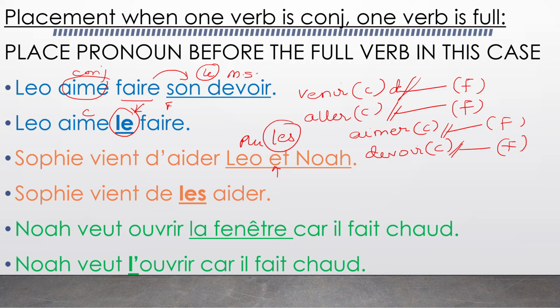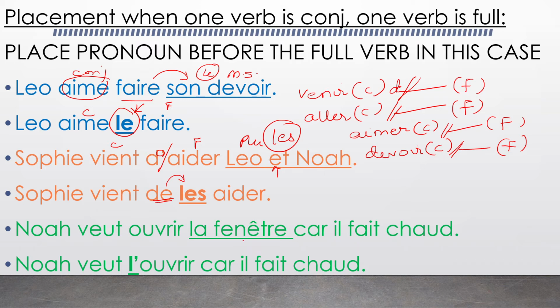Vient d'aider. Vient is conjugated, aider is full. Okay? Don't think of it as you're placing it between the two. Don't do that because then you'll get confused for this kind of sentence. Remember, you are placing it immediately before the full verb. So it becomes Sophie vient de les aider. This apostrophe will go and become de because now it is being followed by a consonant. Okay? Next one. Noah veut ouvrir la fenêtre car il fait chaud.